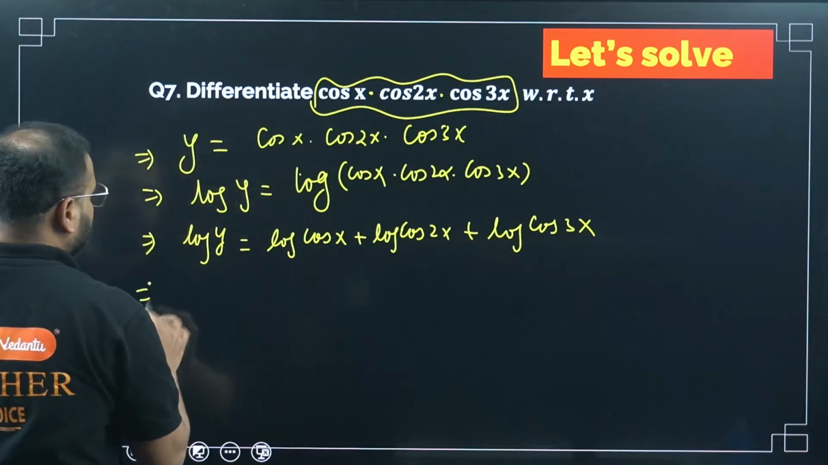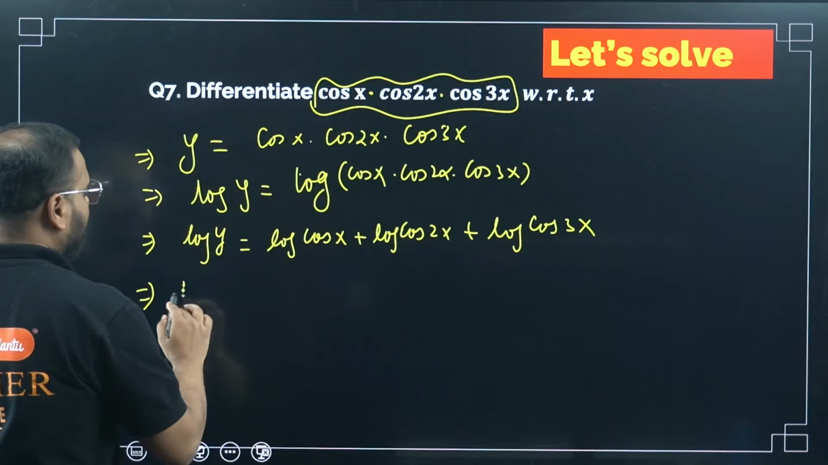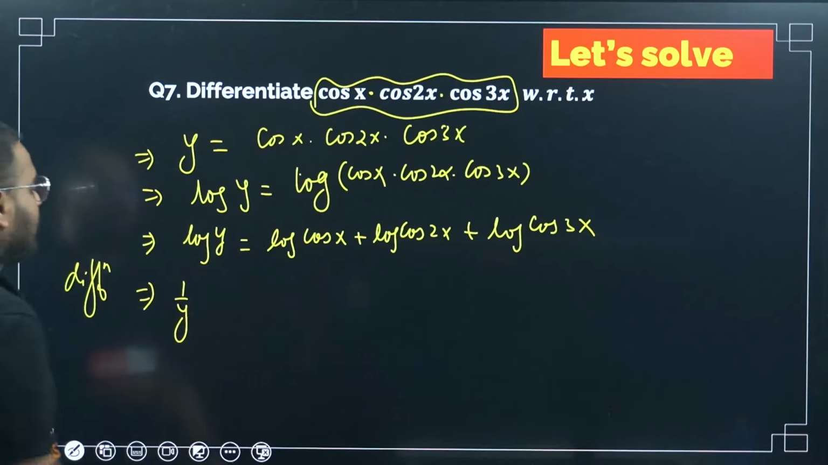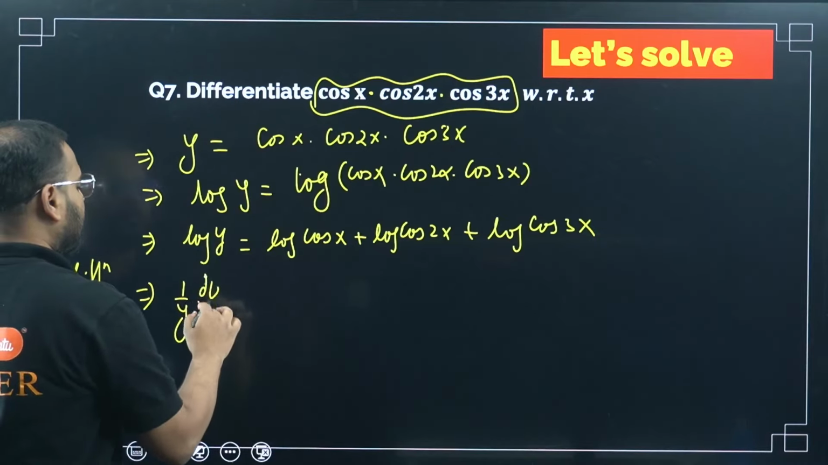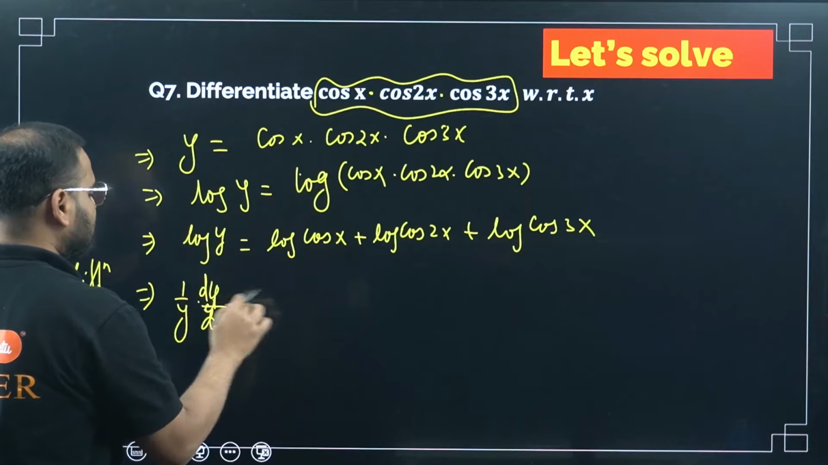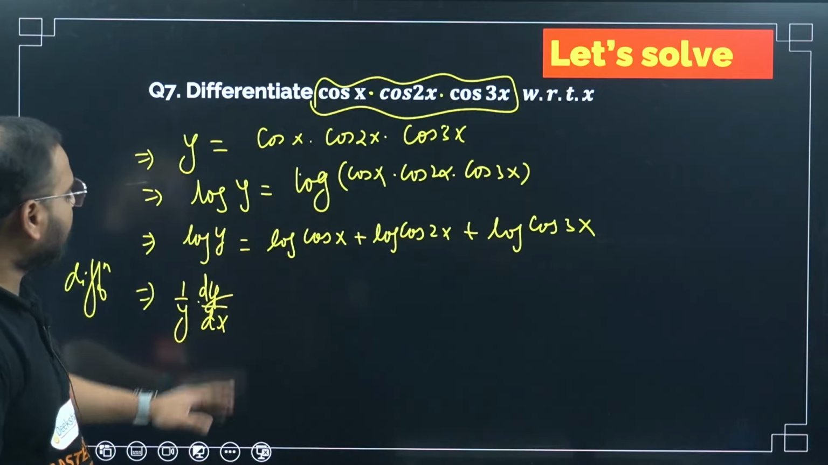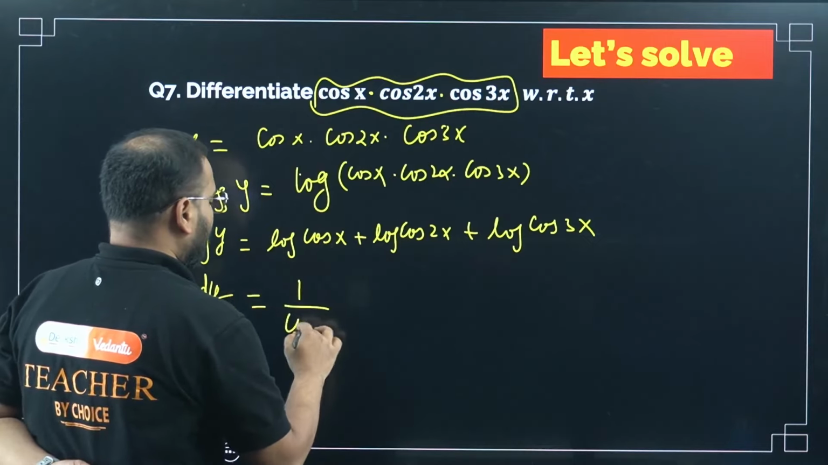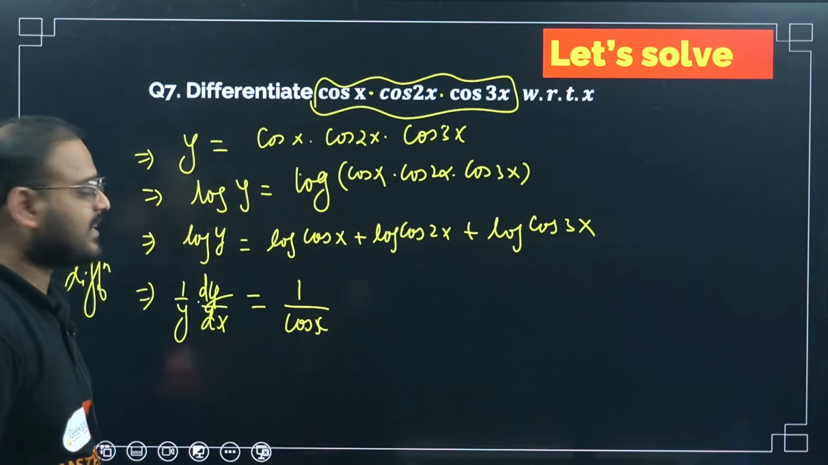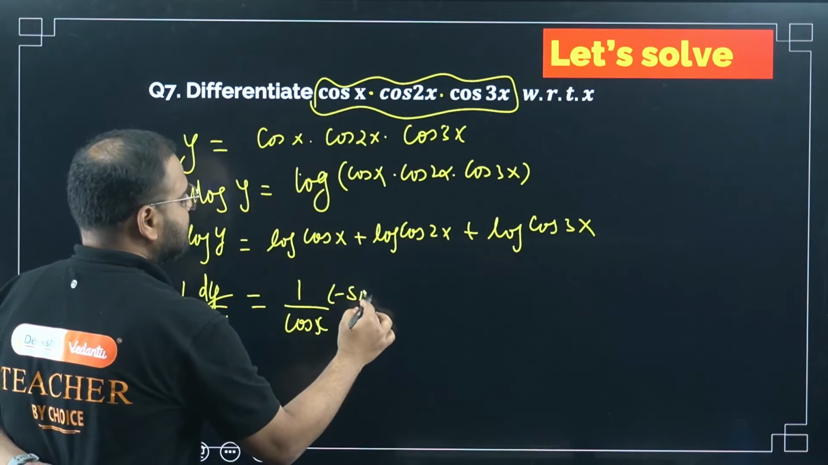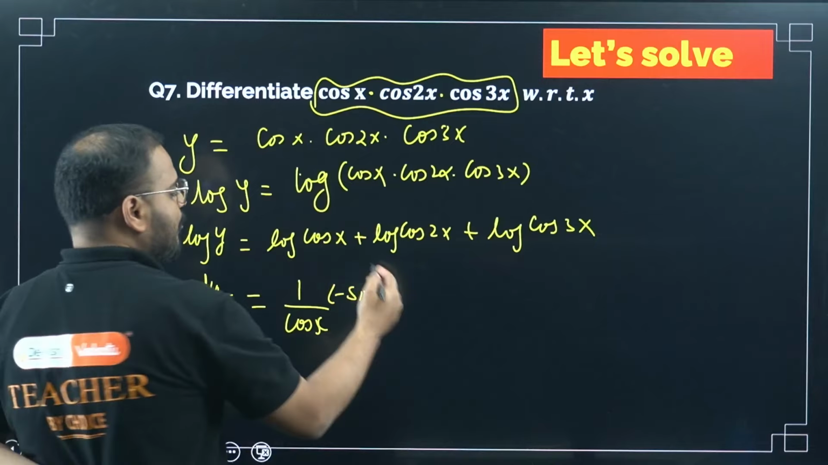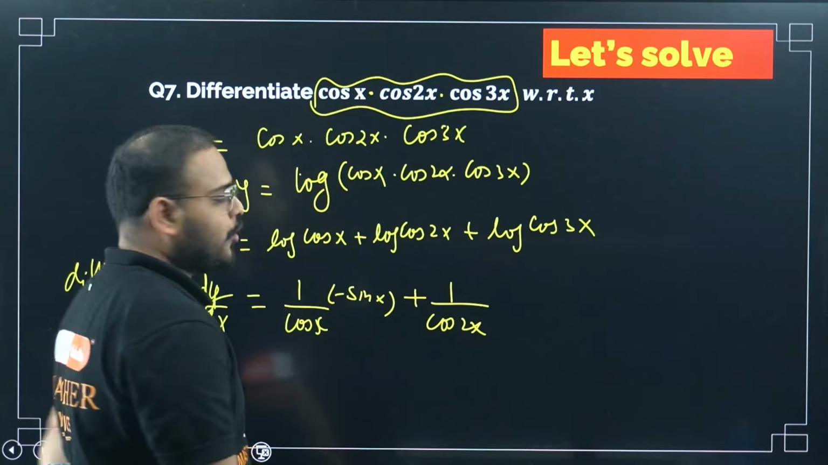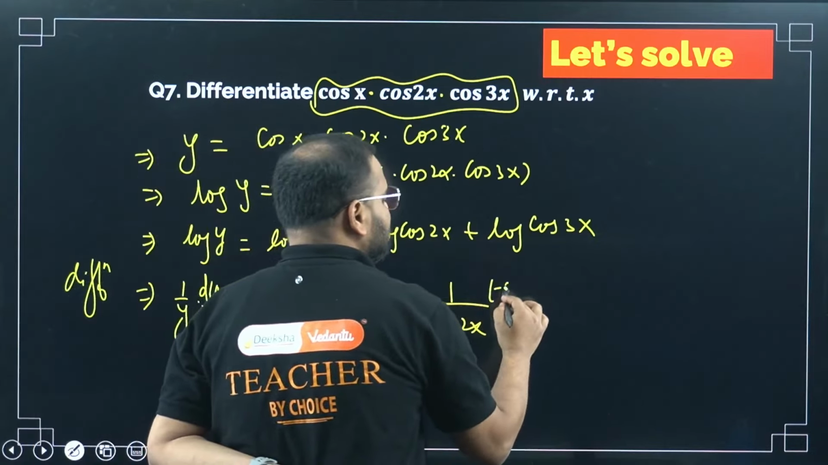So if I take the differentiation, what will this be? Differentiate everything. I'll get 1 upon y dy by dx. Log y differentiation is 1 upon y dy by dx as it is. What will this be? Log of cos x will be 1 upon cos x, and cos x differentiation is minus sin x. Same way over here, plus 1 upon cos 2x, and differentiation of cos 2x will be minus sin 2x.